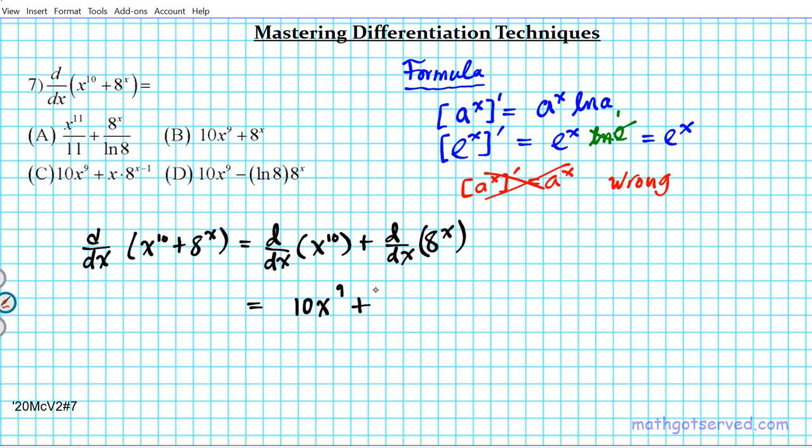All right, so what's the derivative of 8 to the x? The derivative of 8 to the x is 8 to the x power times the natural log of the base of the exponent, which is 8. Okay, so the answer to question number 7 is option letter D.